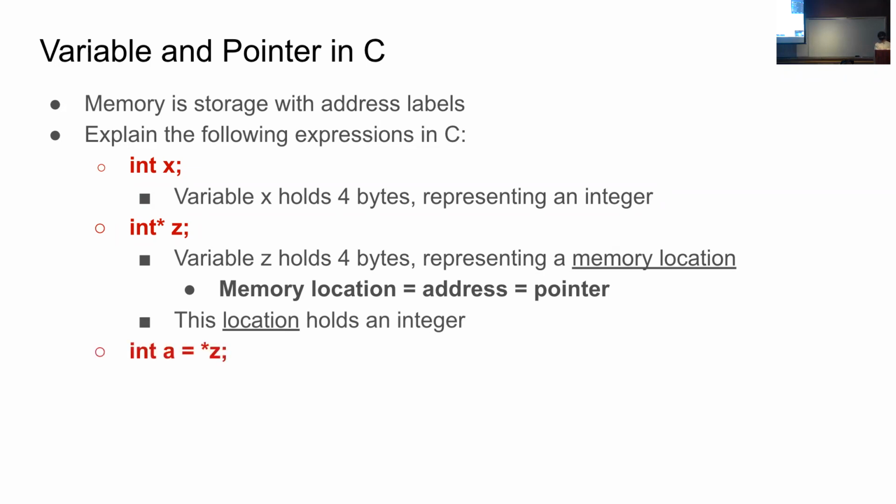Okay, so what is this code doing? Int a equals star z. Any ideas? Yeah, go ahead.